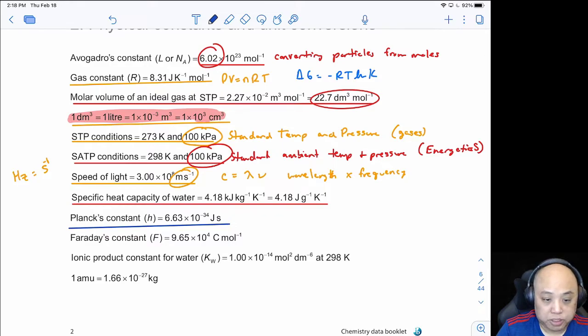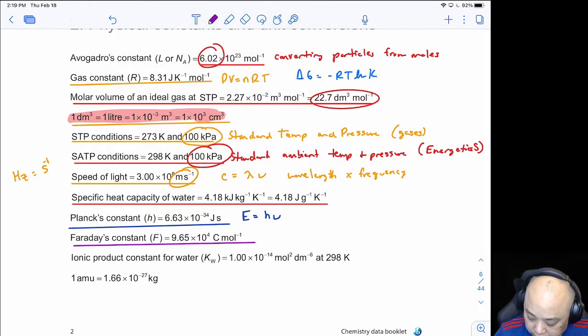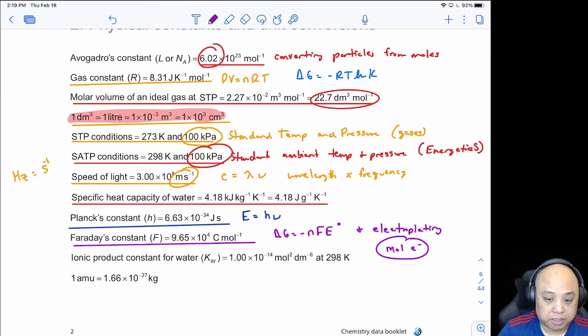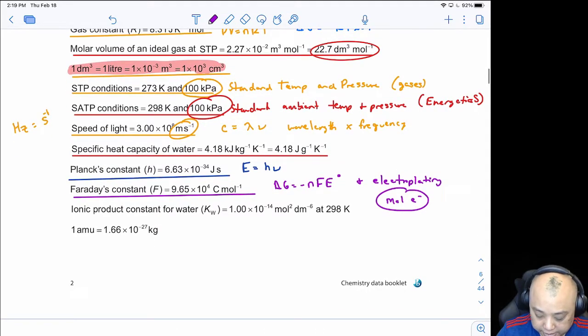Planck's constant, like I said before, 6.63 times 10 to the negative 34th, is in your energy of a photon equation to figure out, once you know the frequency of a photon, what the energy of that photon is. Faraday's constant is used in delta G equals negative nFE, and electroplating. Don't forget, this is per mole of electrons. So 96,500 coulombs per 1 mole of electrons determines, based on how much current you put through a solution, how much metal you could expect to electroplate. These last 4 equations are HL.